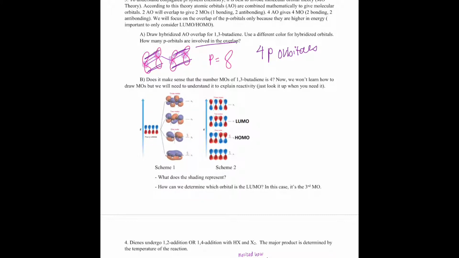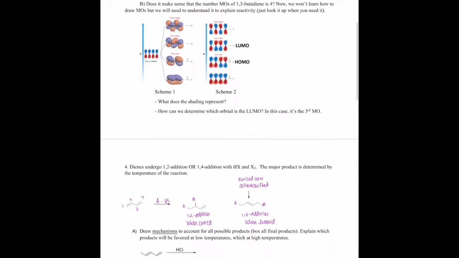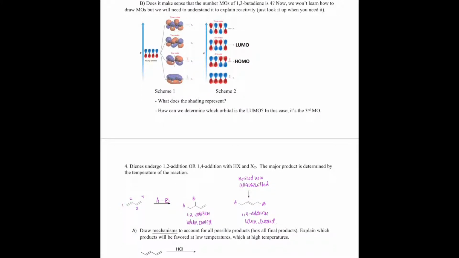You can see that by looking at here. So here's 1, 2, 3, and 4, and they overlap. So going down, we're looking at this molecular orbital chart for 1,3-butadiene.